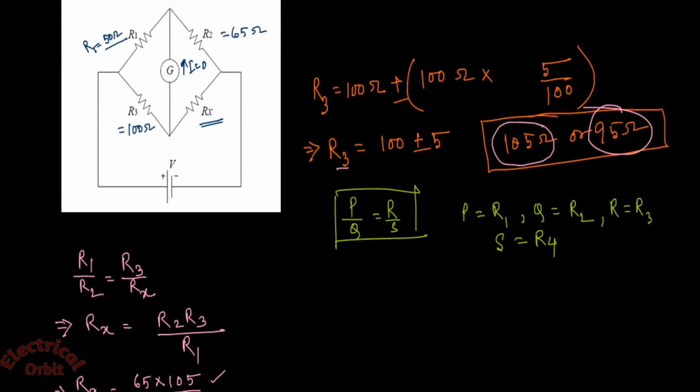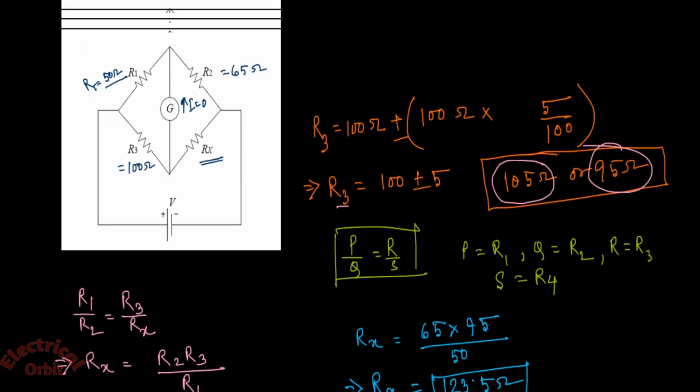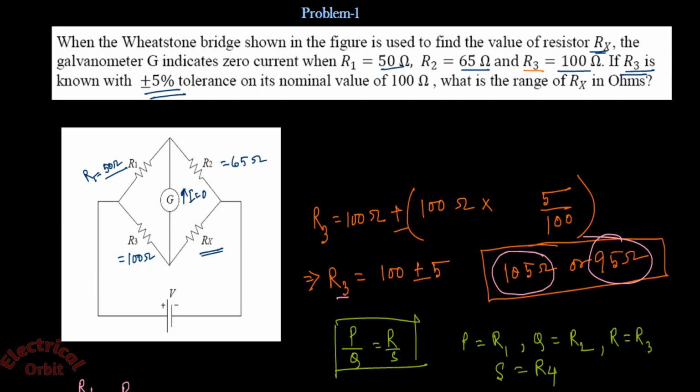If we want to determine the value of Rx, that is equal to like this. So here Rx is equal to 123.5 ohm. So according to the question, what is the range of Rx in ohms? The range of Rx is equal to 123.5 ohm to 136.5 ohm. This is the range of Rx.